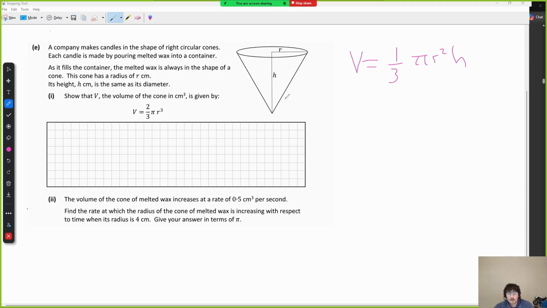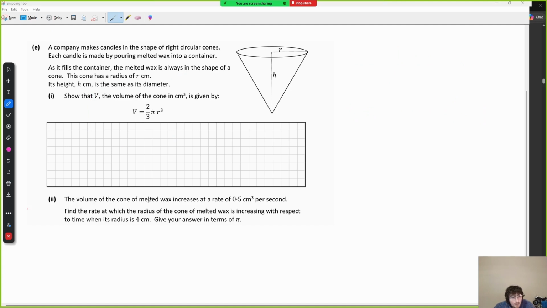So what can we write from this here? Surely we're meant to know something here. Where did they get this from? Look at this here. This is what we're missing. They did not put this in the diagram. Its height is the same as its diameter. So the diameter is 2r, so that means h equals 2r. So you got to watch out for sneaky things like that. Then you just basically go 1 over 3 pi r squared times 2r, and that gives 2 over 3 pi r cubed. Great.